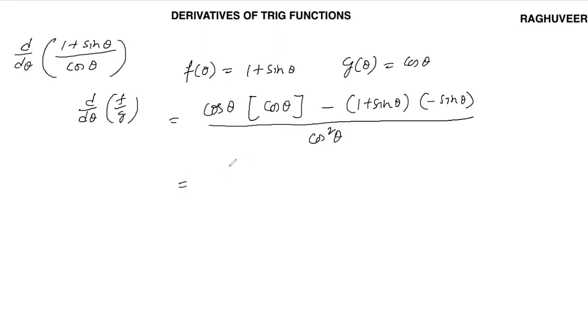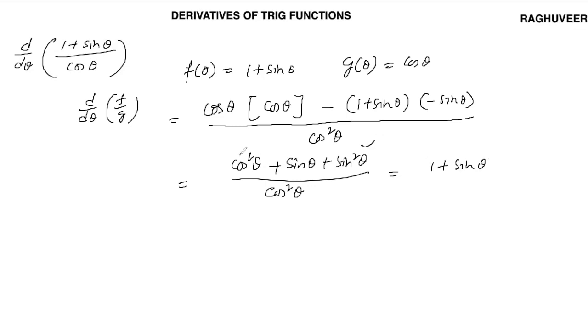So this is cos square theta minus, opening the brackets, it is plus sine theta, and this is plus sine square theta, divided by cos square theta. So this is 1 plus sine theta, because these two I can write as 1, over cos square theta. So that is the answer.